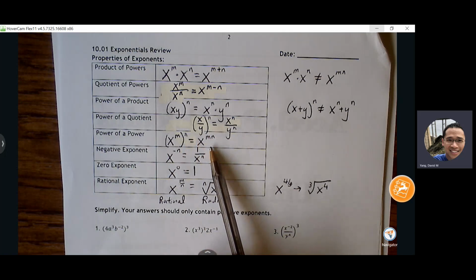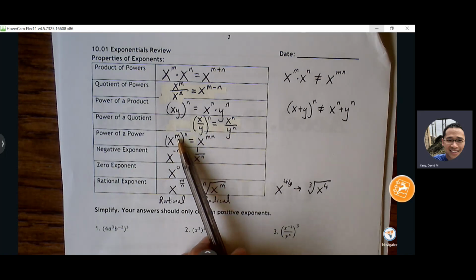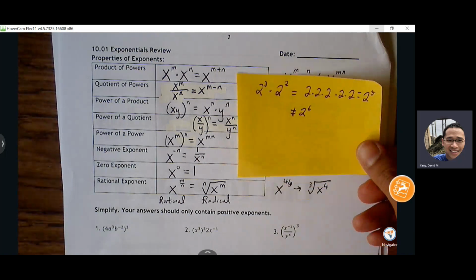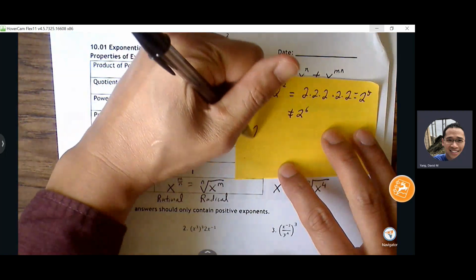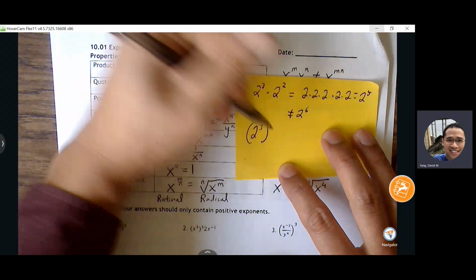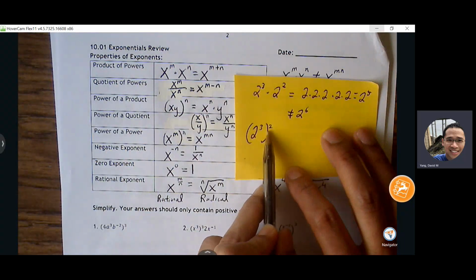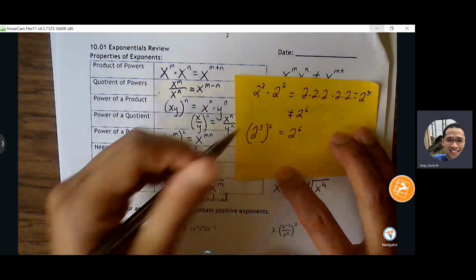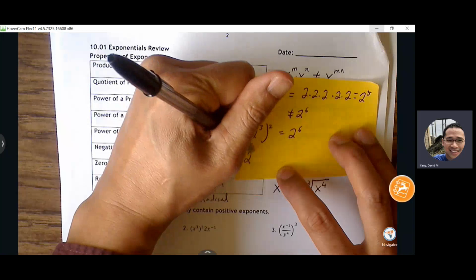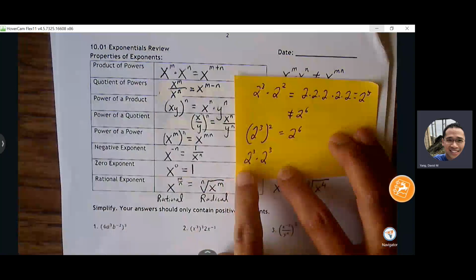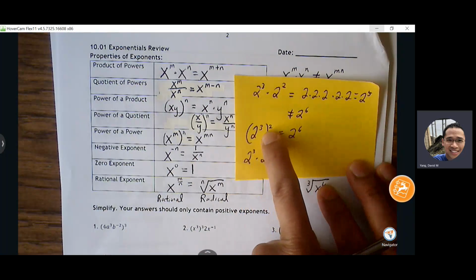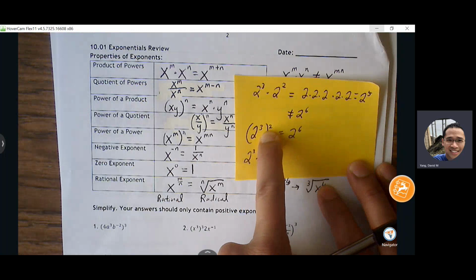Power of a power. So this is where I can multiply exponents. If I have exponents directly next to each other, then I can multiply the exponents. So for instance, if I had 2 to the third, squared, now I can multiply. 3 times 2 is 6, which is 2 to the 6th. This I can do, because what's happening is this is really 2 to the third times 2 to the third. There's 3 2's here, there's 3 2's here. If I add up all the 2's, there's 6 2's. That's why we're able to multiply the exponent here, but not here.